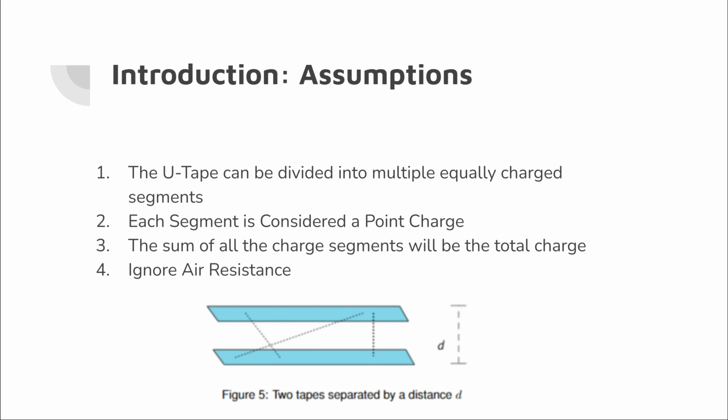The assumptions we'll be making in this lab are that the U-tape can be divided into multiple equally charged segments. Each segment is considered a point charge, and the sum of all the charged segments will be the total charge. These are the assumptions we make for the charged line segment. Lastly, we also ignore air resistance.